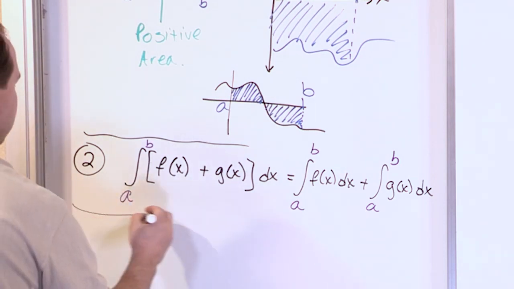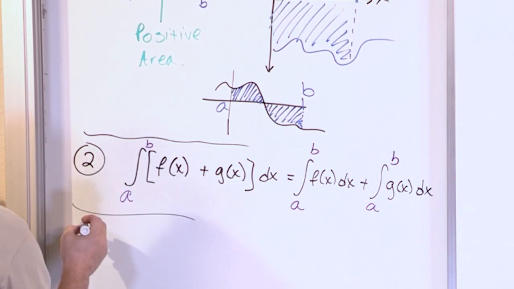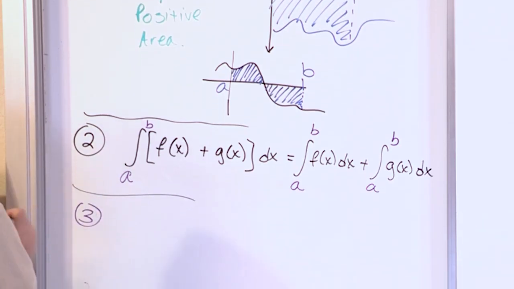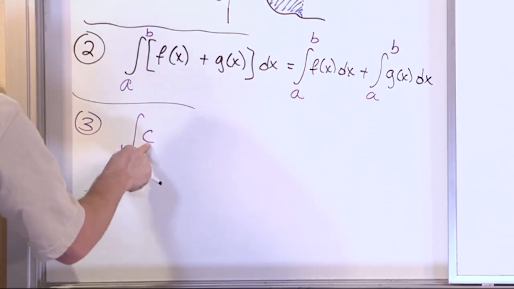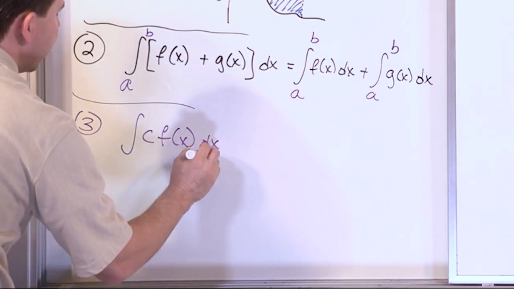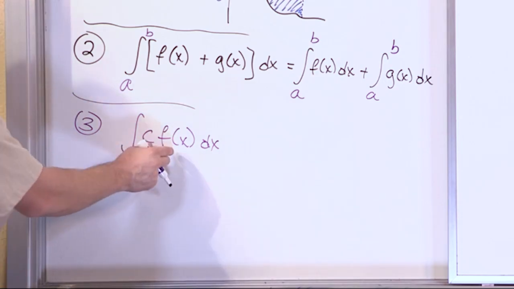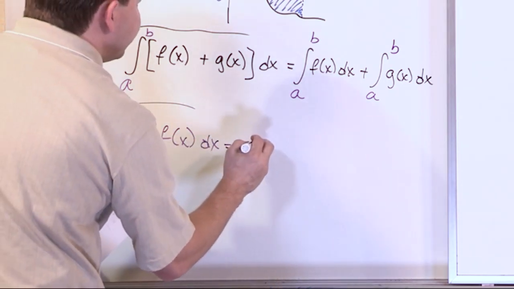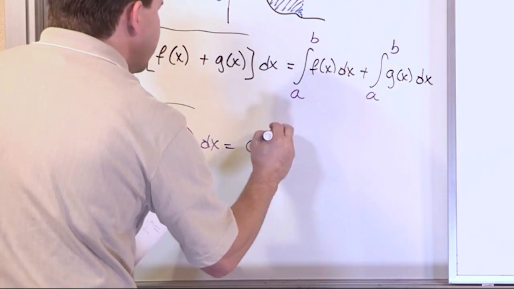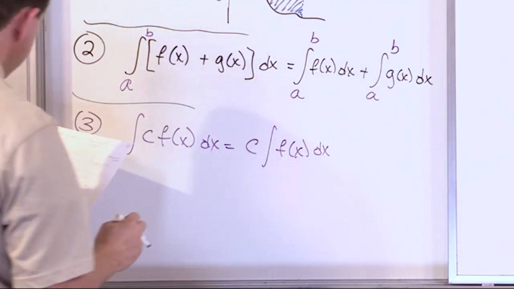All right. Let's change colors here and say, what if I have the integral of a constant c, this is a number, times f of x dx? What do you think you're going to have? Well, if you remember back from derivatives, if you have a constant times a function and you take the derivative, then all you do is you take the constant outside and then handle the inside. And that's exactly what happens here as well.